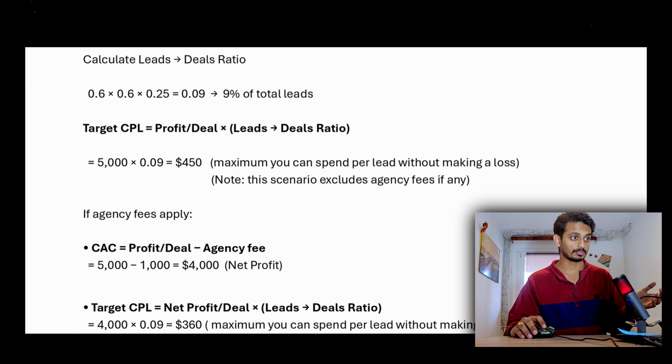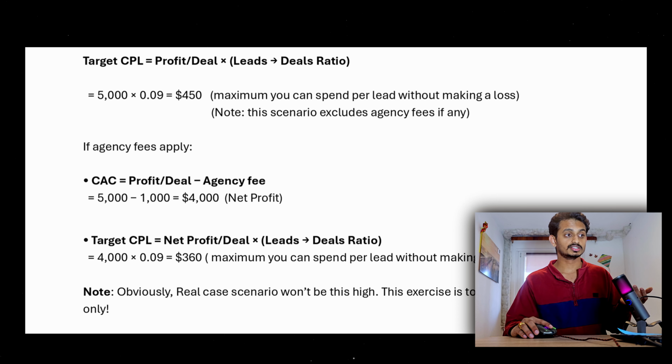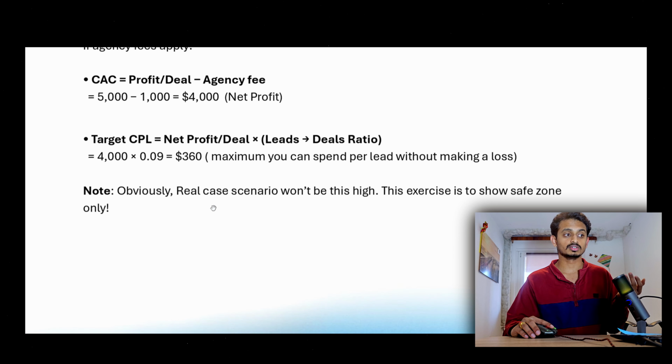So if agency fees apply, let's say, then your customer acquisition cost will be your profit per deal, that is 5,000 minus your agency fees. Let's say you're spending around $1,000 on agency to get one deal, then your net profit becomes 4,000. So then your target cost per lead is equal to net profit per deal into leads to deals ratio. So that is 4,000 into 0.09, that is equal to $360. So this is the maximum you can spend with your agency to get a single deal without making a loss. Again, note, obviously real case scenario won't be this high. This exercise is to show you just the safe zone only.